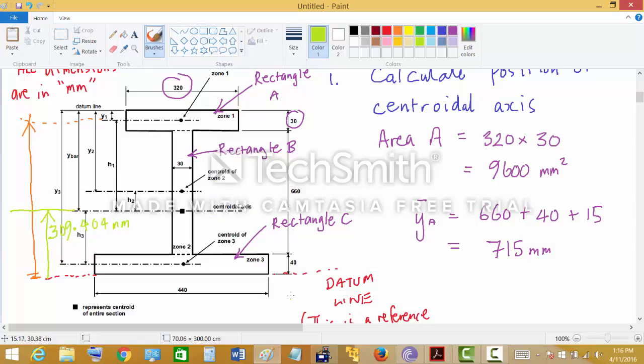And it's about right, so you can see this rectangle A is about 660 and it's a little bit less. So if you divide 660 by half, you get 330. So it has to be less than that, basically. 309.404 is the centroidal axis.